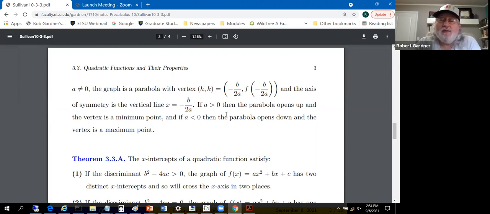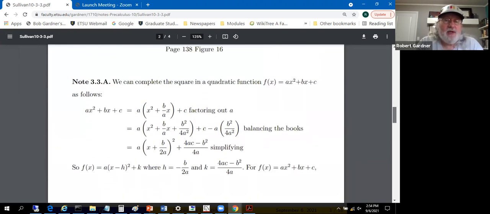If A is positive, then the parabola opens up and the vertex is a minimum point. If A is negative, then the parabola opens down and the vertex is a maximum point, as in the previous picture. So this note, let's give it a name because we're probably going to refer to it, note 3.3.A.